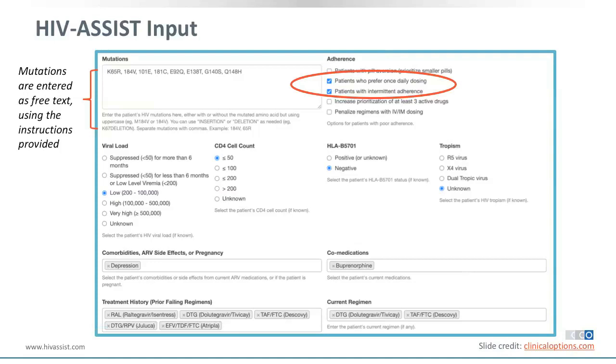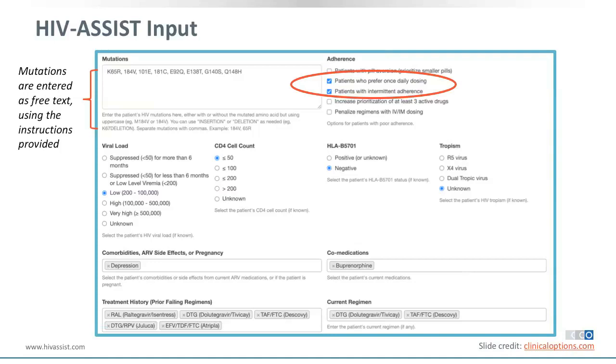So I selected that as an option, as you can see there, and also noted that she had a history of intermittent adherence. Her viral load, as you can see, is low level. She's 65,000 or so. Her CD4 count is quite low, in the single digits. And we can input here her HLA status as well as her tropism status. And as you can see, we can also include her comorbidities and other medications she's taking, as well as prior regimens that she had been on and had failed, and her current regimen.